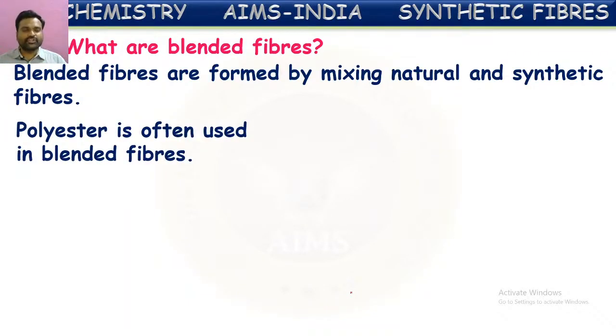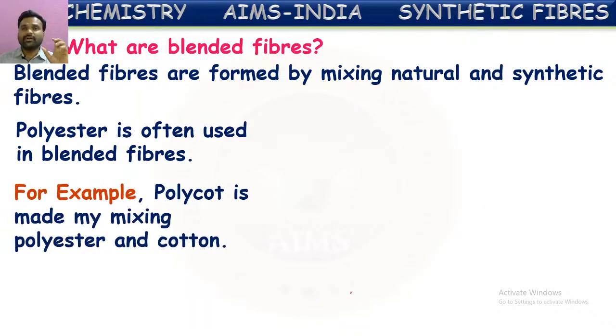Polyester is often used in blending of fibers. So polyester is blended with certain natural fibers. For example, polycot is one of the blended fibers, which is made by mixing polyester with cotton. Polywool is also one of the blended fibers.